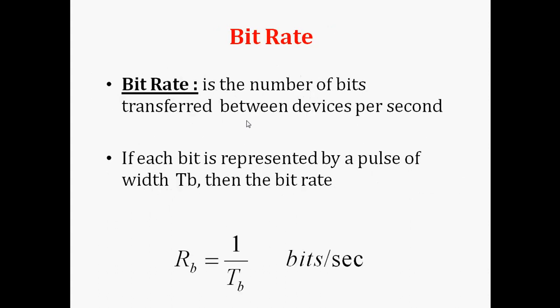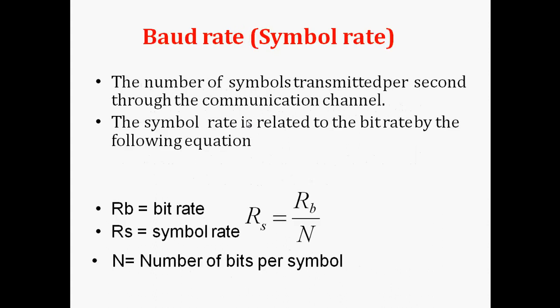Bit rate is the term that we should know here. It is the number of bits transferred between devices per second. If each bit is represented by a pulse of width T subscript B, then the bit rate R subscript B will be represented as 1 divided by T subscript B bits per second.